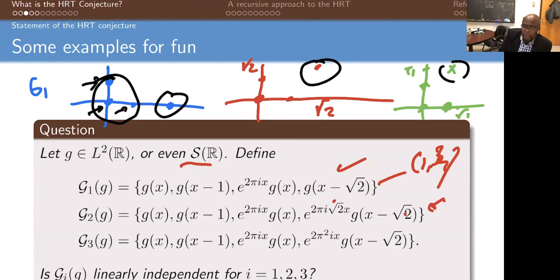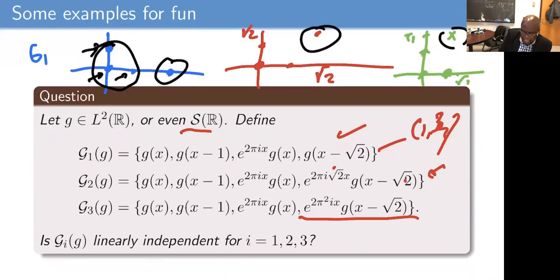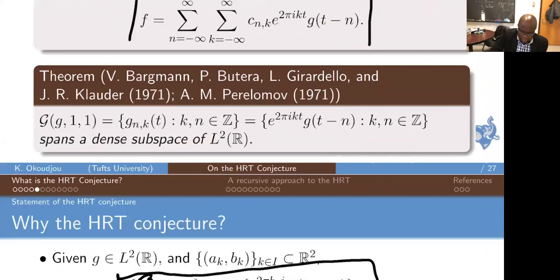Now, this last one is a case where both A and B are irrational, and the product is also irrational. In this case, I have no idea what to say, even though I believe that the HRT conjecture is true for all sets of 4 points in R2. I'm not sure how to get the proof of this particular statement. So that's what I was hoping to present.